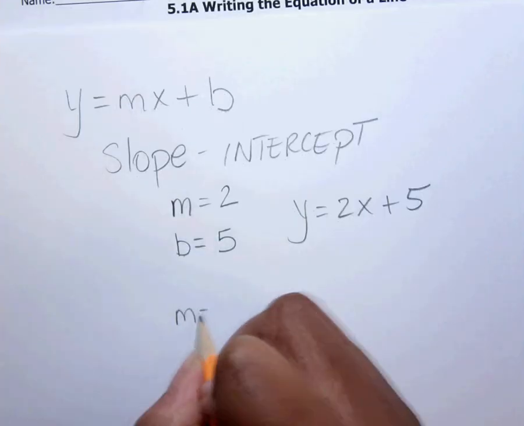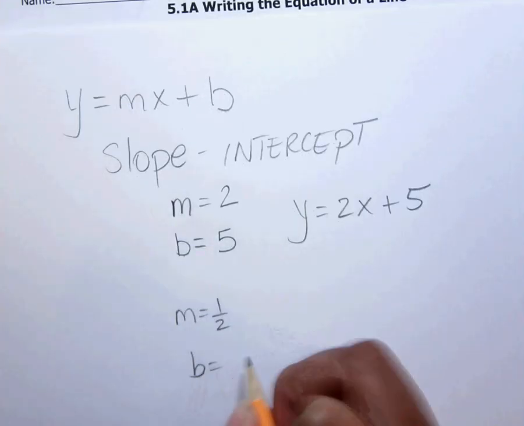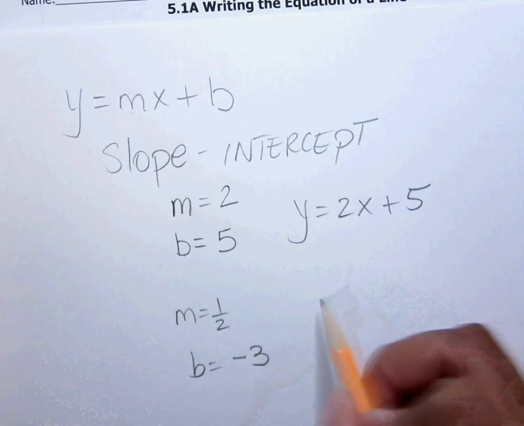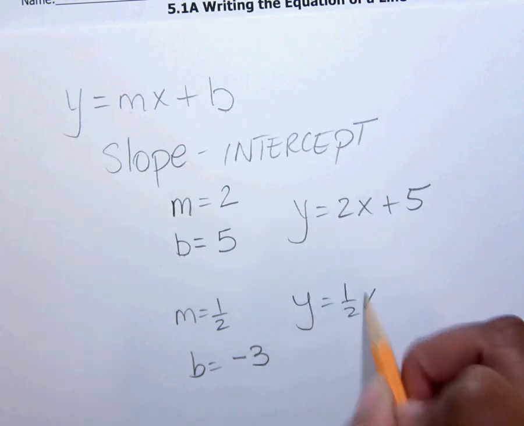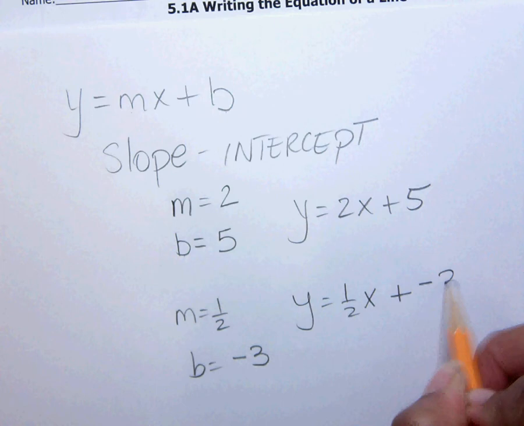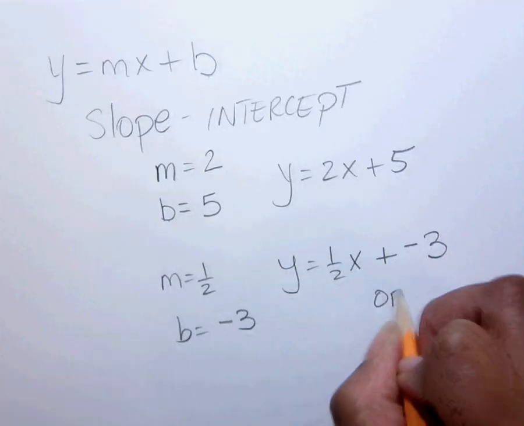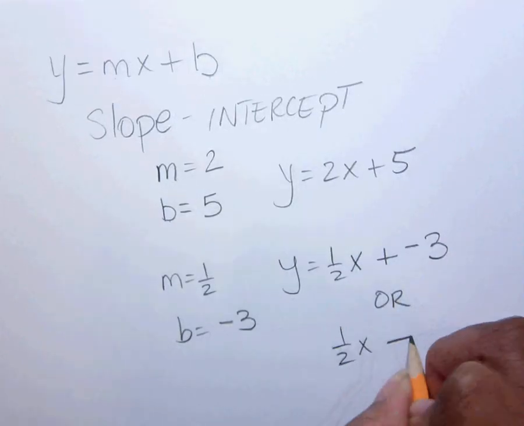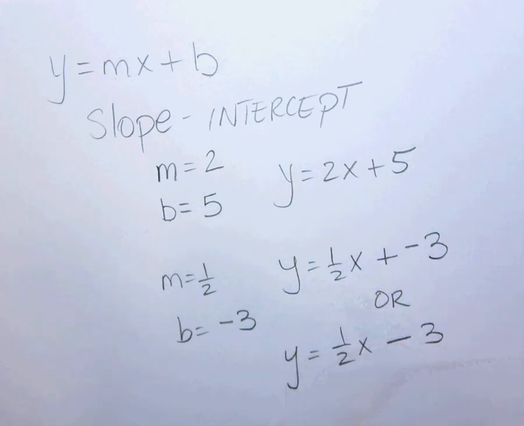If m is 1/2 and b is -3, your answer would be 1/2 x plus a -3, or 1/2 x minus 3. And don't forget to put your y equals.